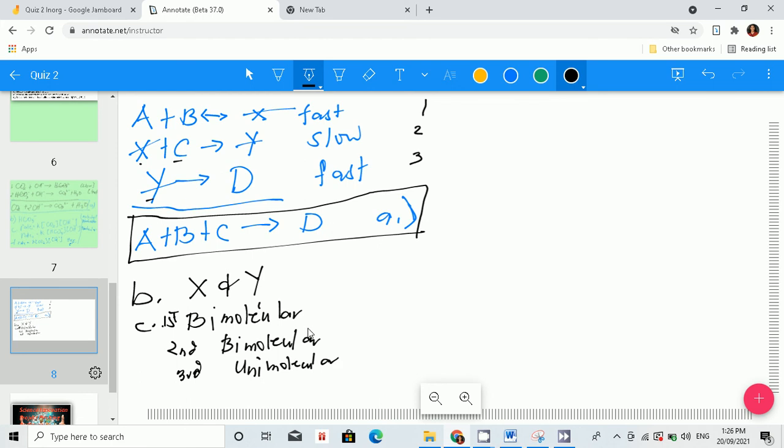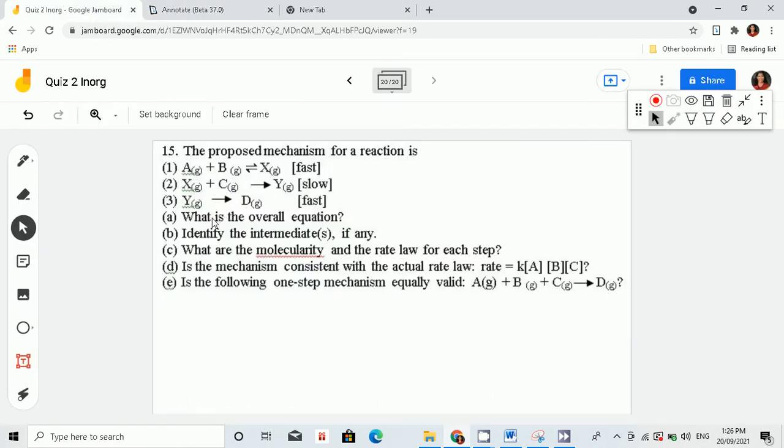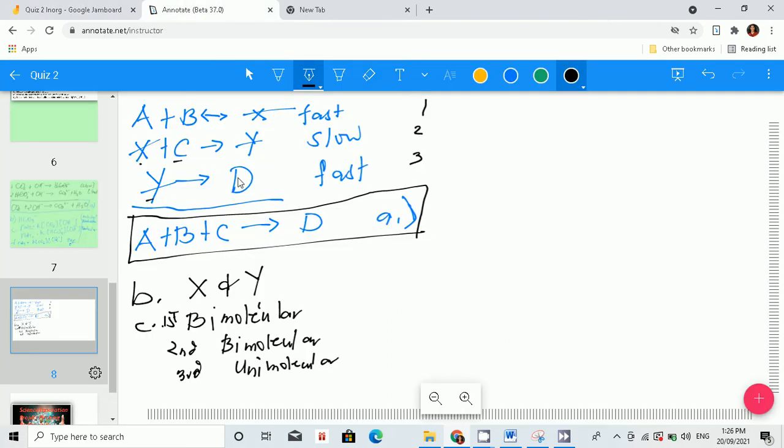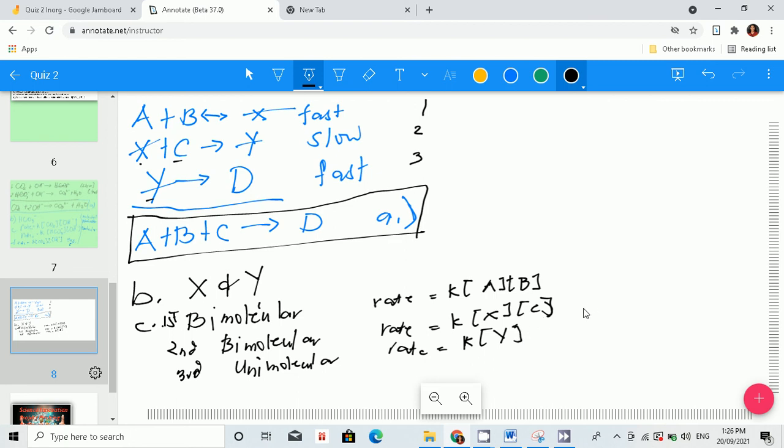Now we are going to write the rate law for each step. For step 1, the rate is equal to k times A times B. For the second step, the rate is the rate constant times X times C. And for the third step, the rate is k times Y. So that is letter C.